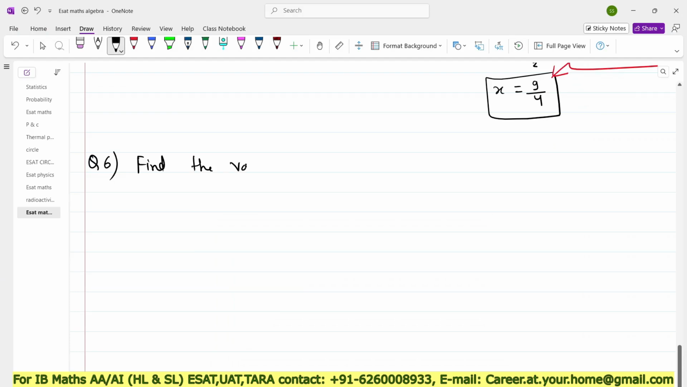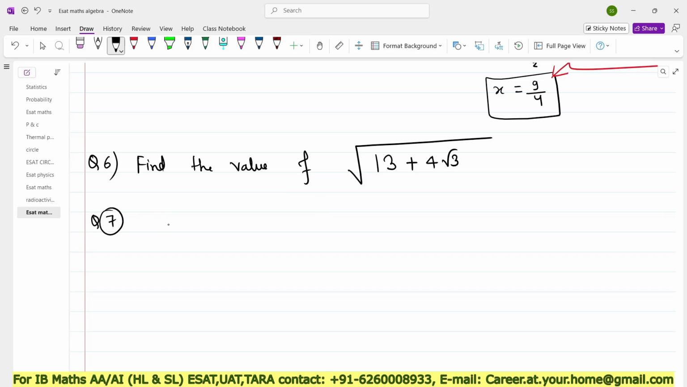Find the value of square root of 13 plus 4 root 3. Have you remembered? We have discussed this kind of question. This is given in your guideline, the published guide. We have to find the value of this. There are so many questions, so I'm giving you for your practice also. You can do as your practice.